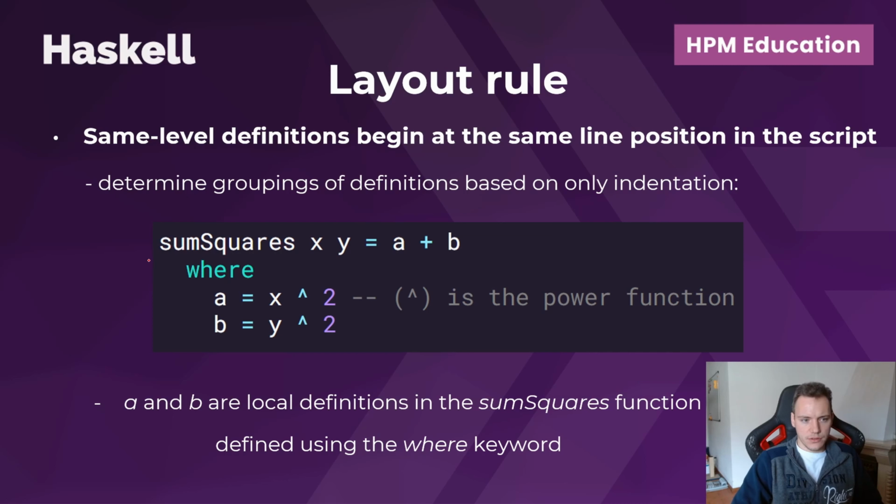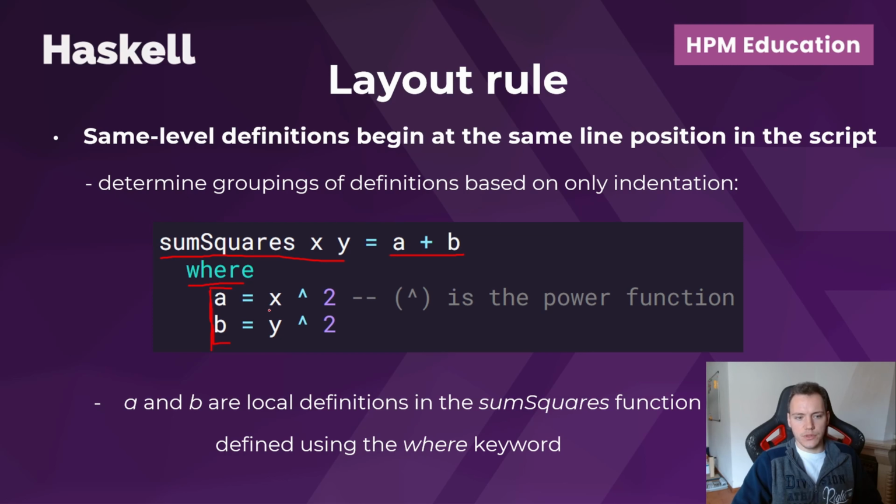So here we can see in an example, we have a function sumSquares. It takes two arguments, x and y, but the function body adds together a and b. So what are a and b? They are defined here below using the where keyword. And then we have the indentation rule, where both a and b are local definitions that are on the same level and start at the same line position in the script.